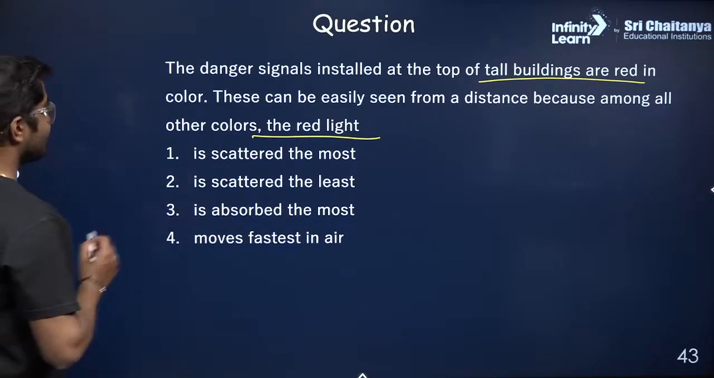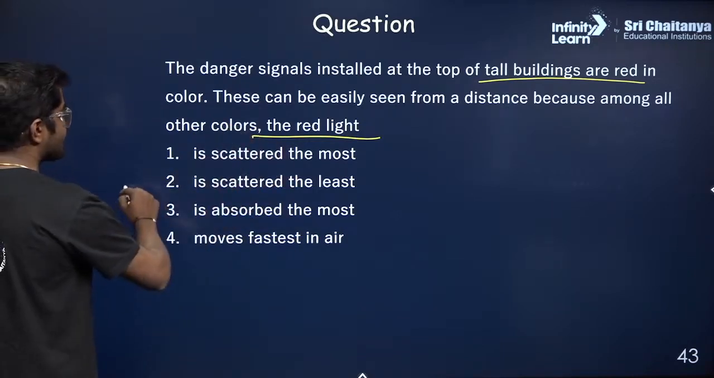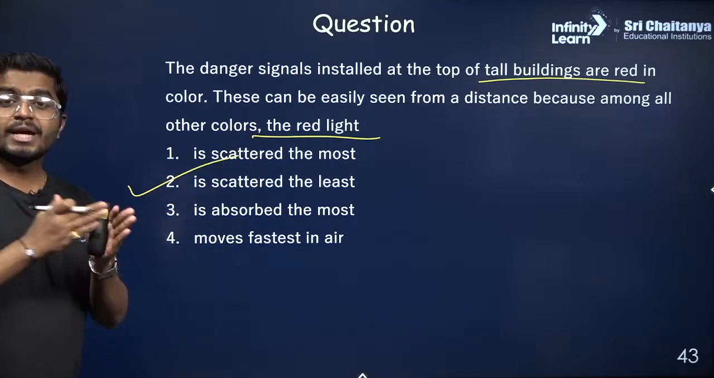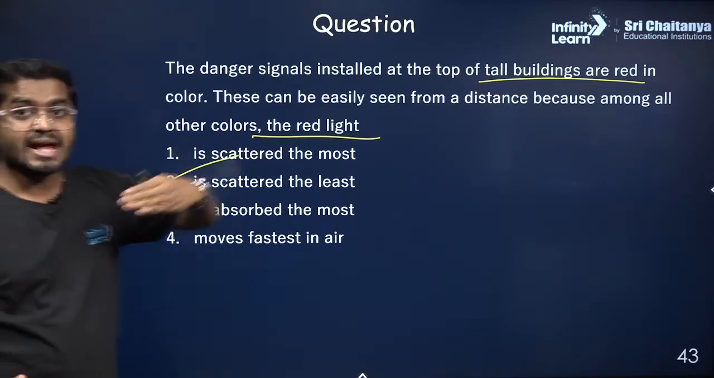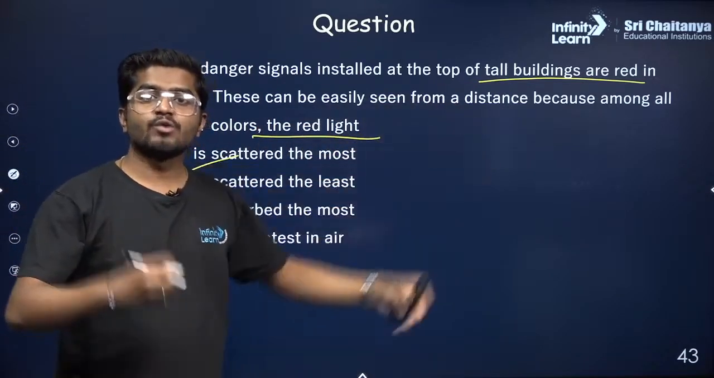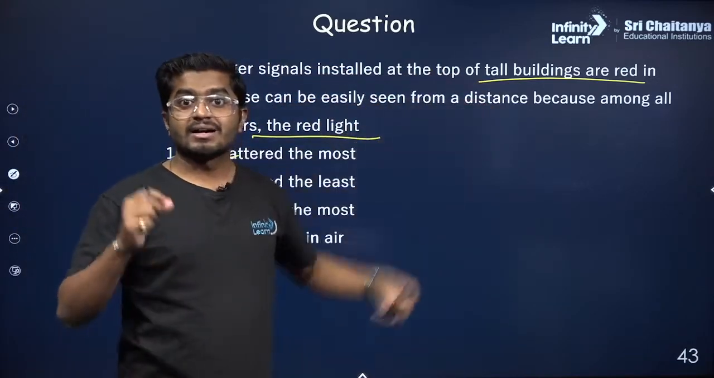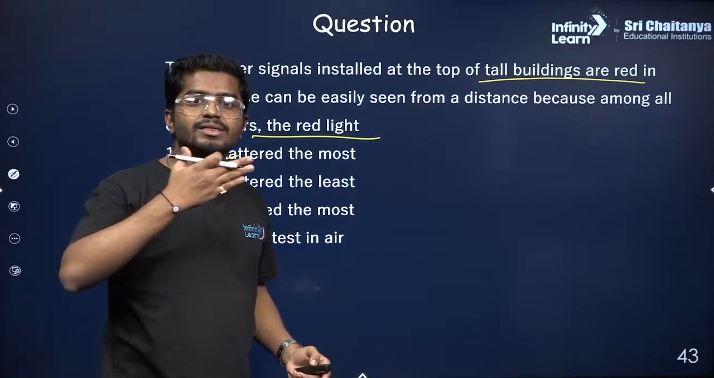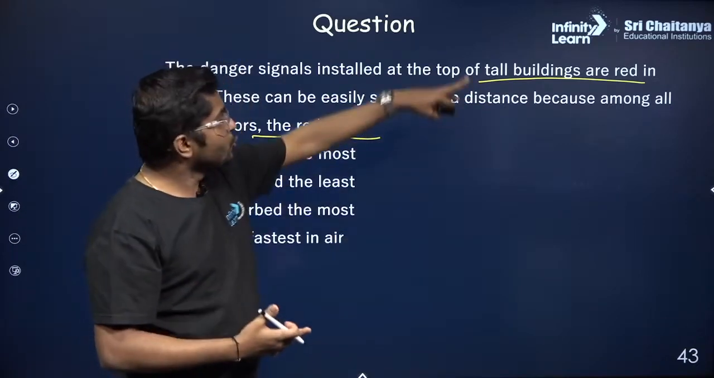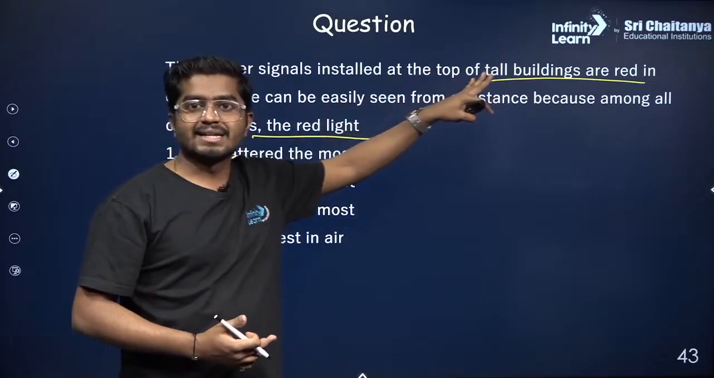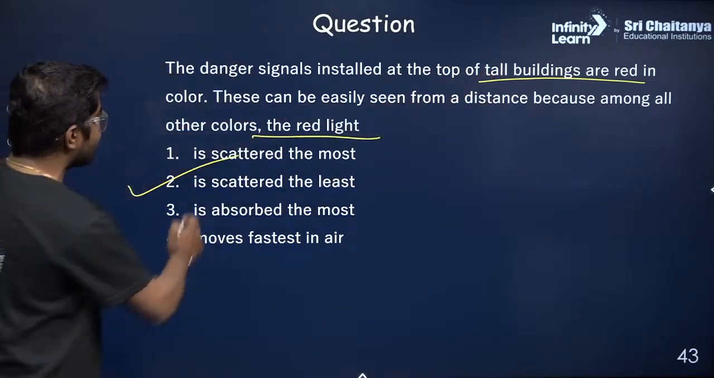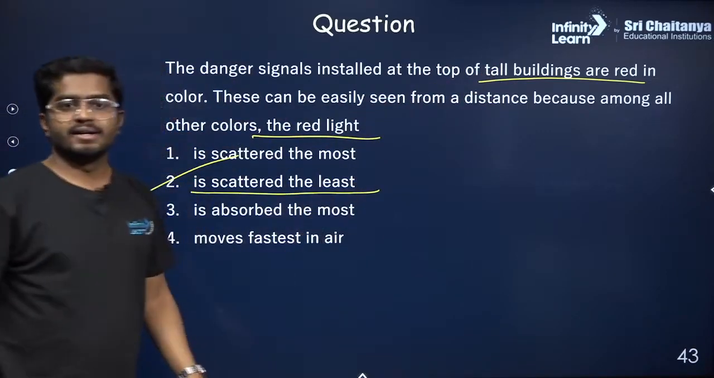The correct reason is the red light will be scattered the least. Because it does not scatter, it can travel a longer distance without getting scattered. So that is the reason on the top of the buildings we have red light, or even behind the cars we usually have red lights. It is the same reason. Red light is the least scattered.